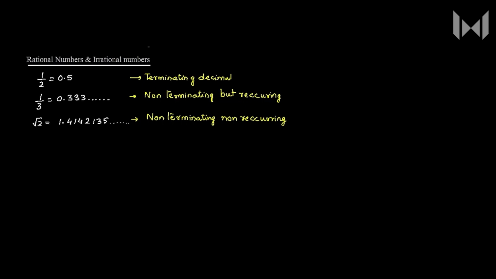Now, in the first two cases, where the number is either a terminating decimal or non-terminating but recurring, the number is said to be a rational number. And in the third case, it is called an irrational number. In the case of a rational number, we can always express it as some integer over another integer. So how do we write it?